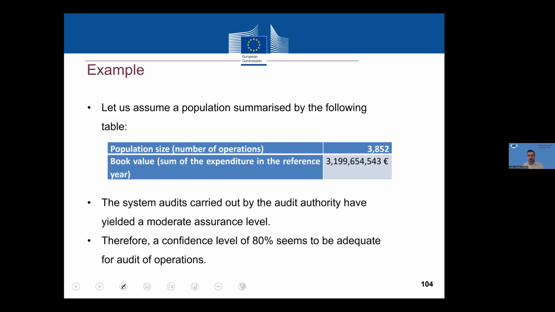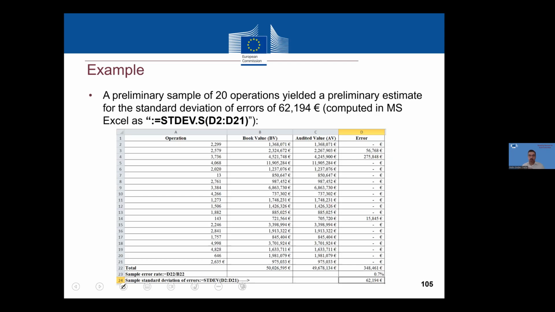Okay, so let's see. Imagine that we have a population with 3,852 operations with a book value of 3.2 million euros. We are going to use, imagine this is a category 3 system, so we are going to use a confidence level of 80%. And this audit authority took a pilot sample of 20 operations, okay?